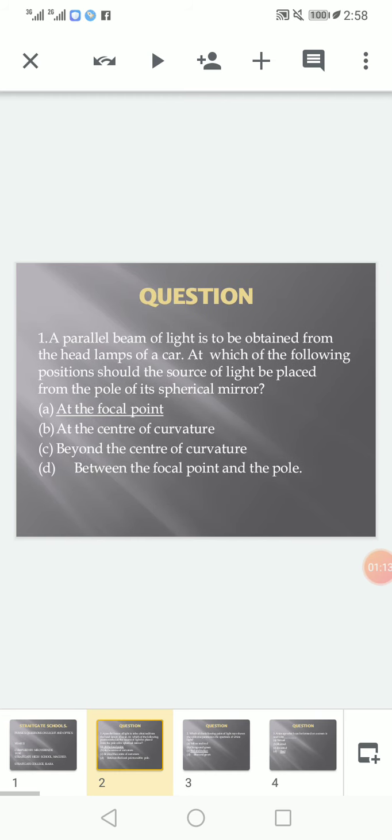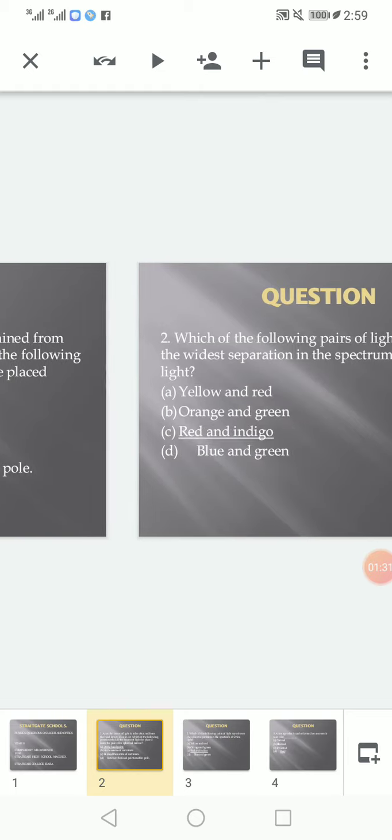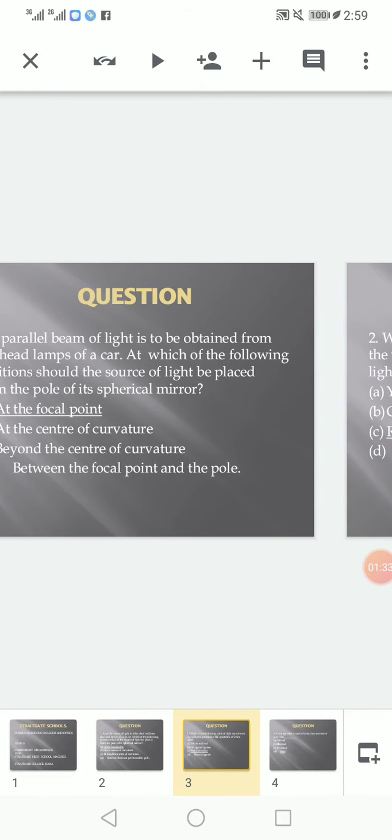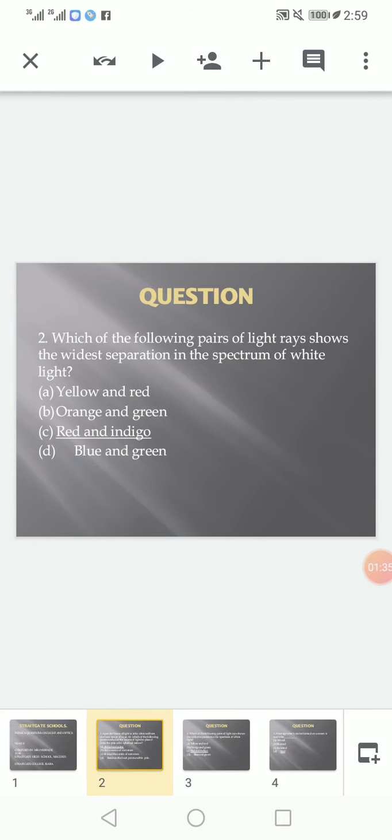The first question says: a parallel beam of light is to be obtained from a headlamp of a car. At which of the following positions should the source of the light be placed from the pole of its spherical mirror? The answer to this question is that it must be placed at the focal point. The reason for this, we'll discuss in our Zoom class.